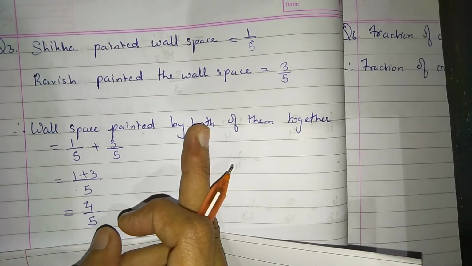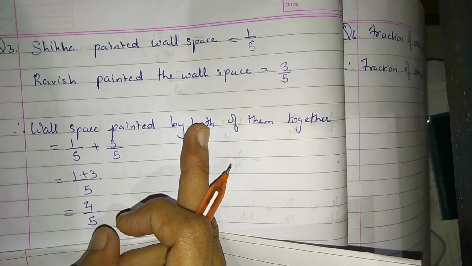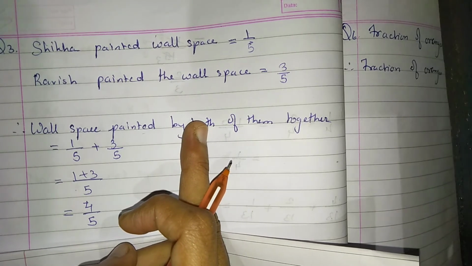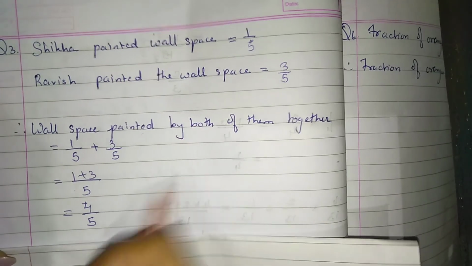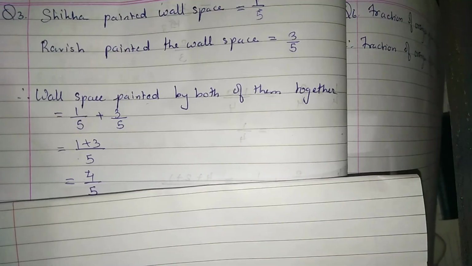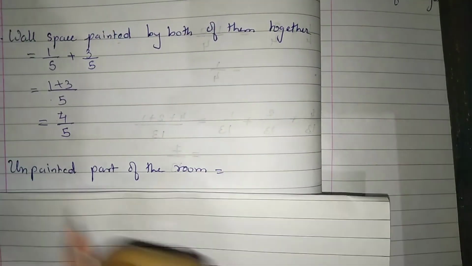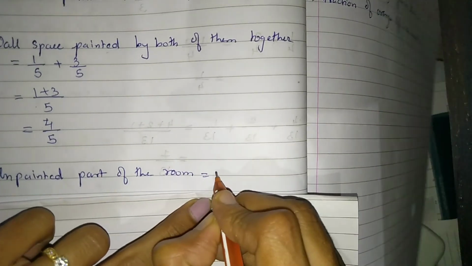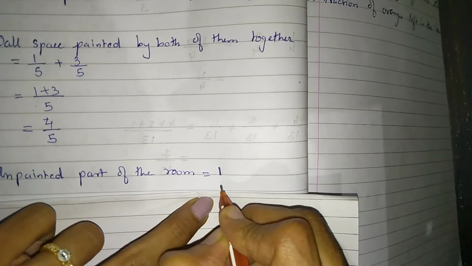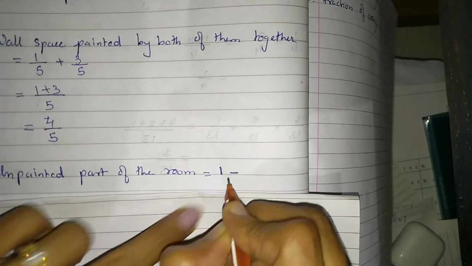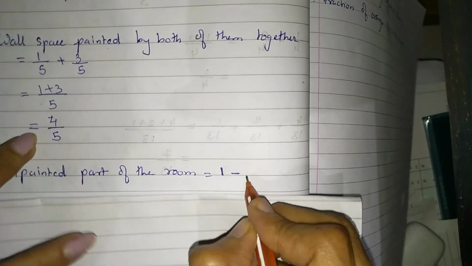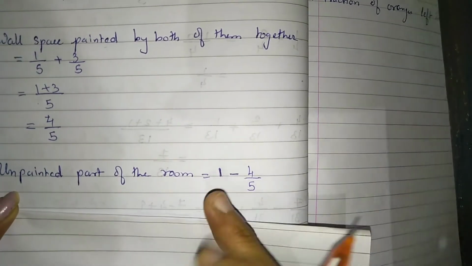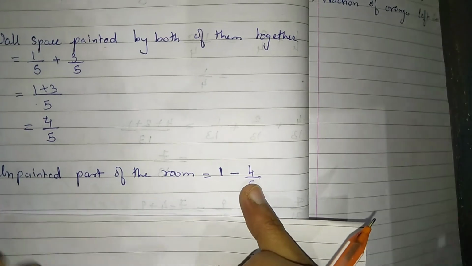And the second question is, how much of the room is left unpainted? Now, how much of the room is left unpainted, what do we have to do? We have to subtract. From what do we subtract? See, the unpainted part of the room. The whole room is 1, so 1 minus the total they had painted, 4 upon 5. So for the unpainted part, 1 minus 4 upon 5.